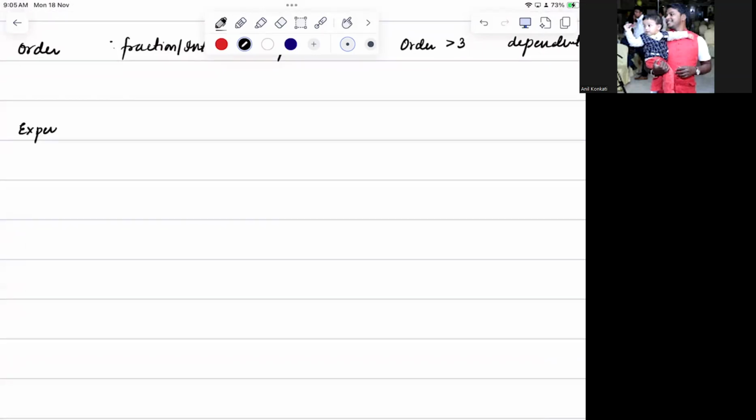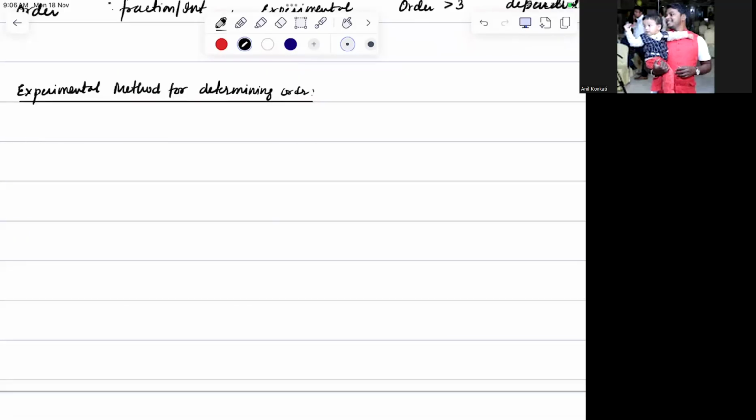the experimental method for determining order. Suppose you have been given A plus B giving 2C. This is experiment 1 here. Then at time t equal to 0, let's say the concentration of A is a, the concentration of B is b, and C is not there. After some time, A will become a minus x, B will become b minus x, and C will become 2x. Correct? Okay.